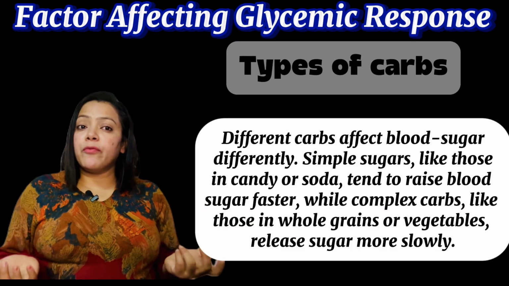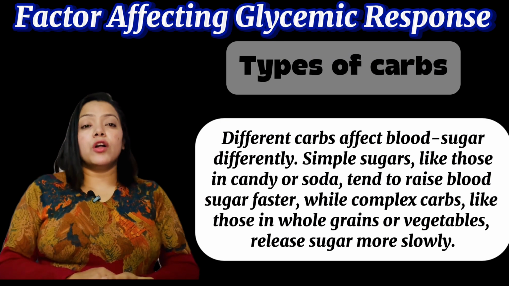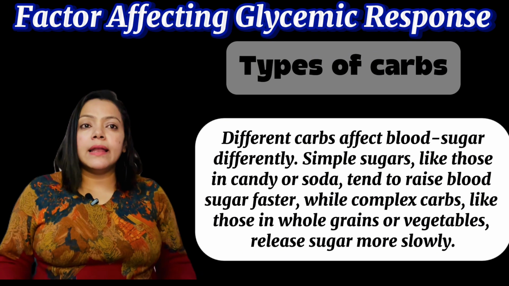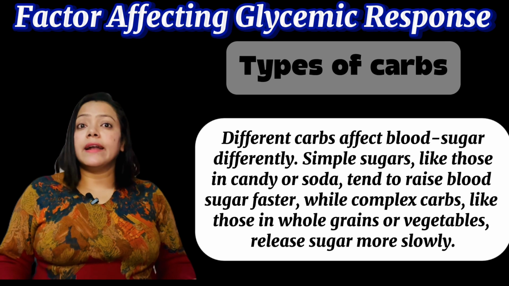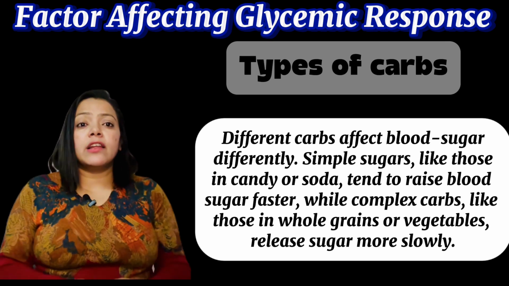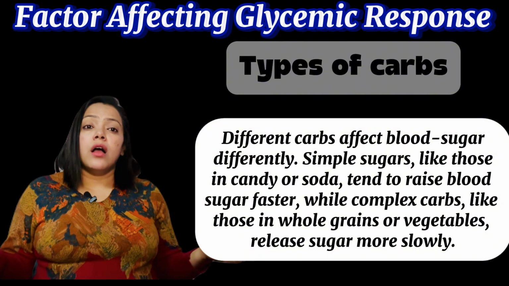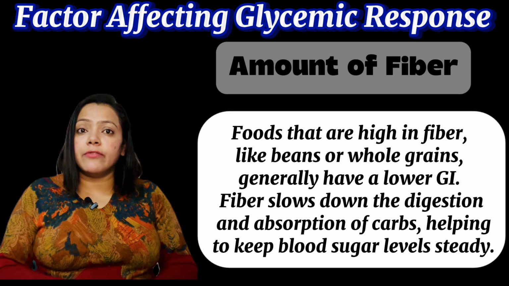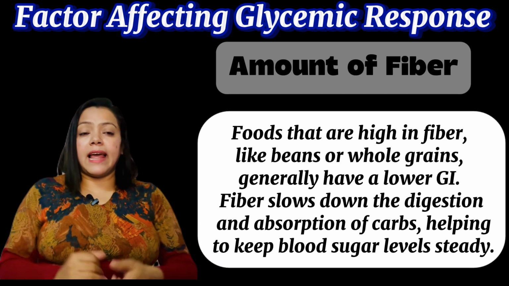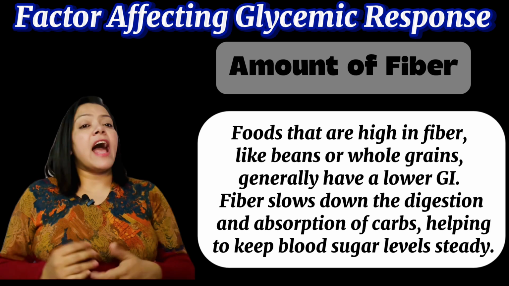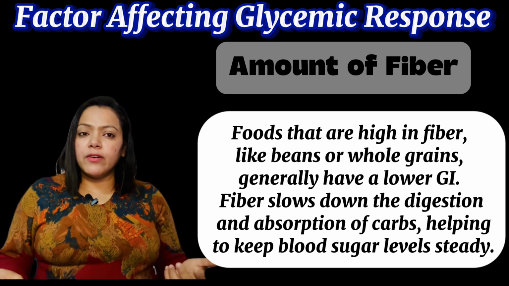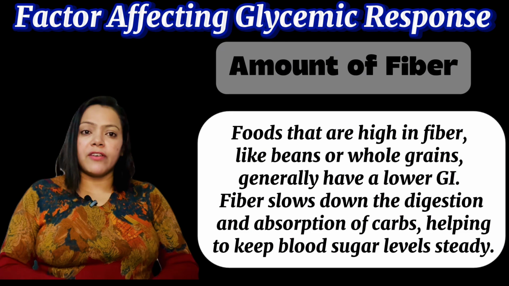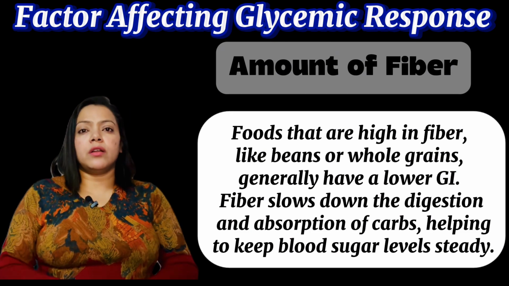There are several factors that can actually change glycemic index. Type of carbohydrate. Different carbs affect blood sugar differently. Simple sugars like those in candy or colas tend to raise blood sugar faster, while complex carbohydrates like those in whole grains or vegetables release sugar slowly. Amount of fiber. Foods that are high in fiber like beans or whole grains generally have a low GI. Fiber slows down the digestion and absorption of carbs, helping to keep blood sugar levels steady.